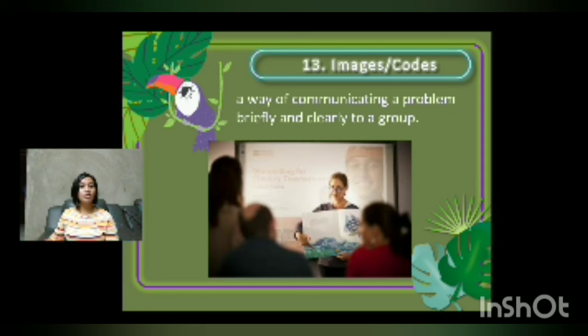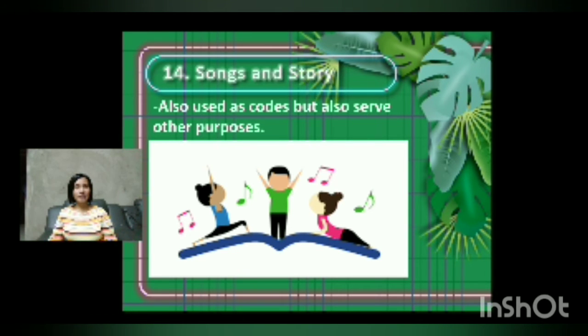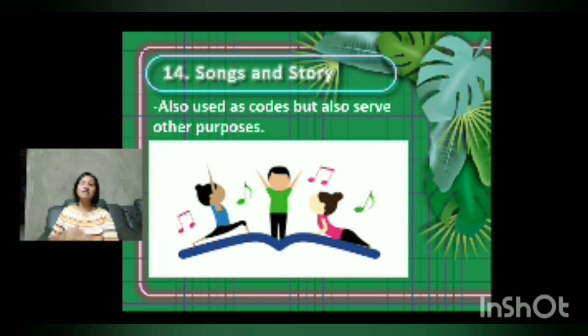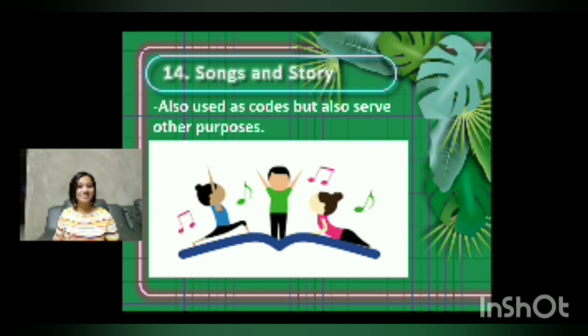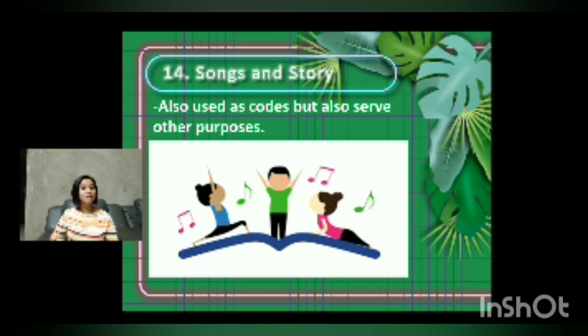13. Images or cues. These are composed of pictures or photographs that help to communicate a problem in a short time. The pictures and photographs help the learner to reflect on and examine a problem. 14. Songs and story. It is a communication link to the audience. It is a creative and entertaining way to present information to your audience. Combining stories and songs maintains the learner's motivation and interest.